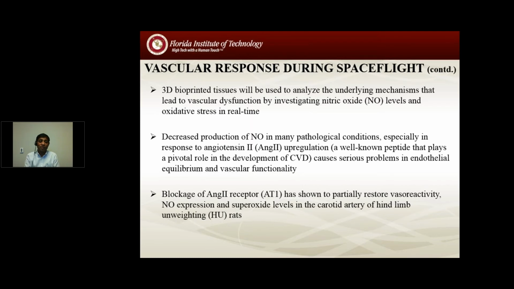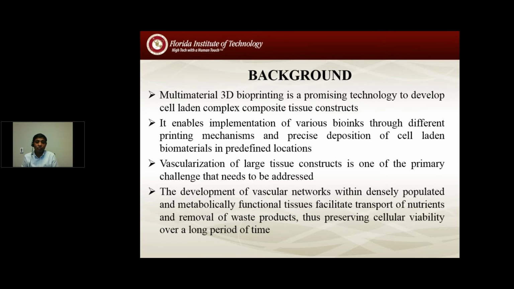As I mentioned, the decreased production of NO in many pathological conditions, especially in response to angiotensin 2, which I showed you was upregulated in the previous slide, will cause serious problems in endothelial equilibrium and vascular functionality, which is a leading problem of CVD, or cardiovascular disease. So you want to block the angiotensin 2 receptor, because that will restore your vasoreactivity, and the NO expression will be restored if you can block the angiotensin 2 receptor.